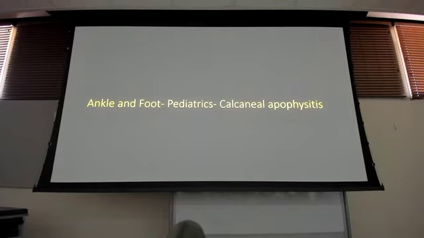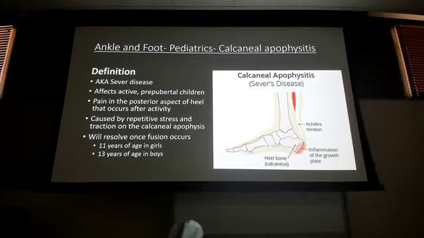This is calcaneal apophysitis, also called Sever disease. These are usually active prepubertal children, and this is really pain on the posterior aspect of the heel is what they normally present with. It'll usually have some sort of traction on it.